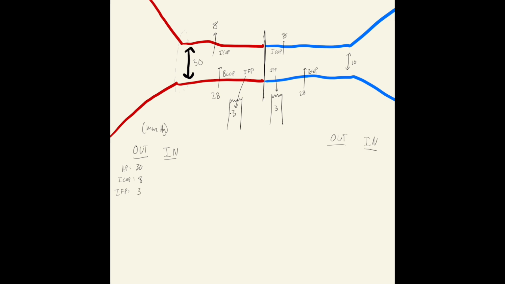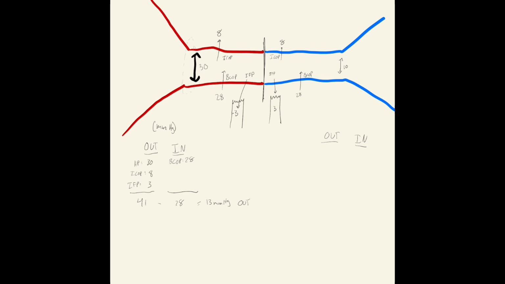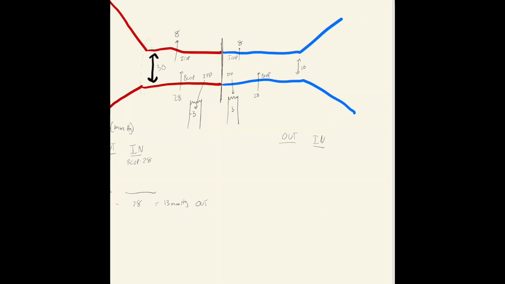And then BCOP is moving things in at 28. So if you do this quick math, you'll get 41 minus 28, which is equal to 13 millimeters of mercury out. So on the arterial side, when they reach the exchange at the capillary, there's 13 millimeters of mercury of pressure moving things out of the arteries.